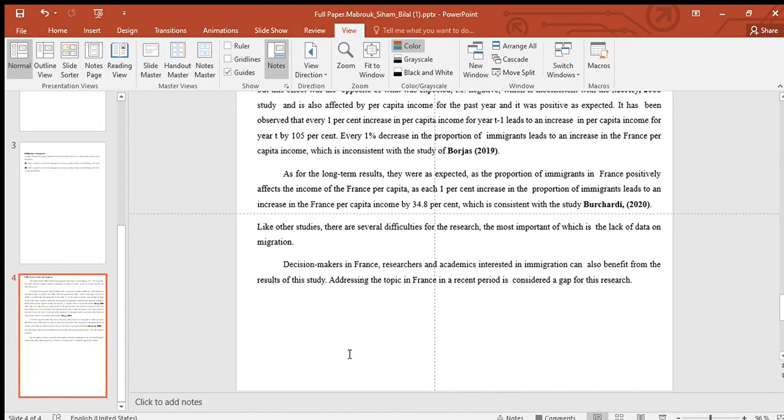In the long run results, they were as expected: the proportion of immigrants in France positively affected the income of French per capita, as each 1% increase in the proportion of immigrants leads to an increase in the French per capita income by 34.8%.